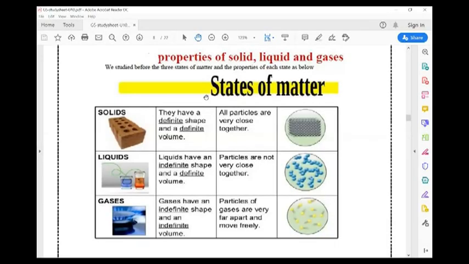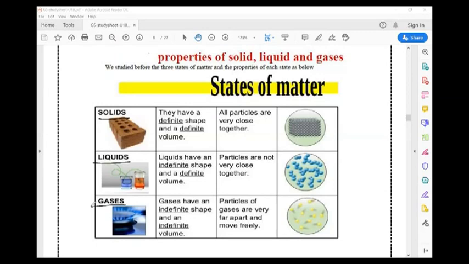States of matter. States of matter are solid, liquid, and gas. Properties of solid, liquid, and gas. We studied before the 3 states of matter and the properties of each state, as below.